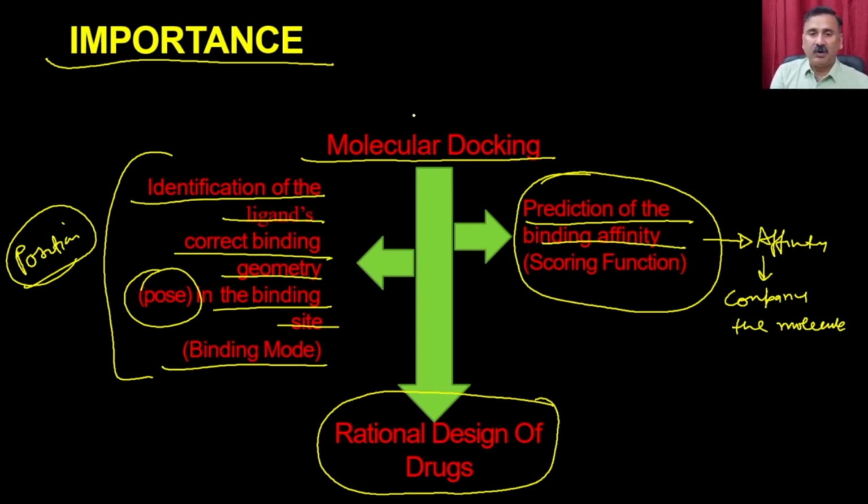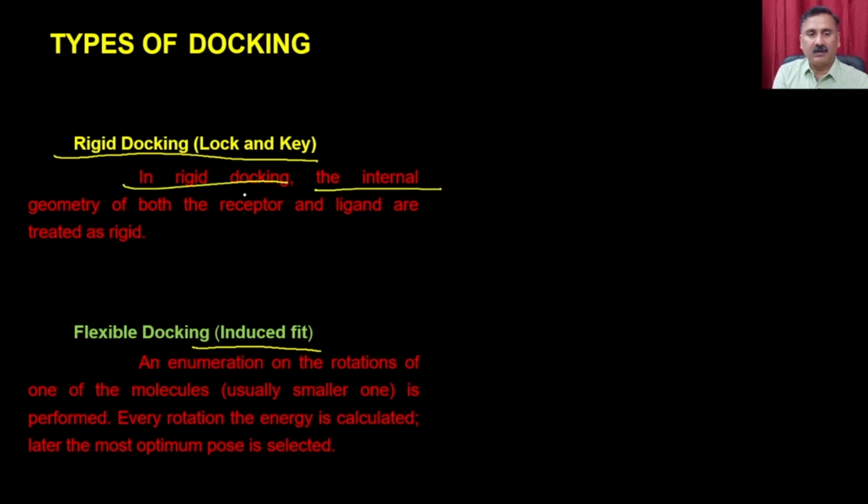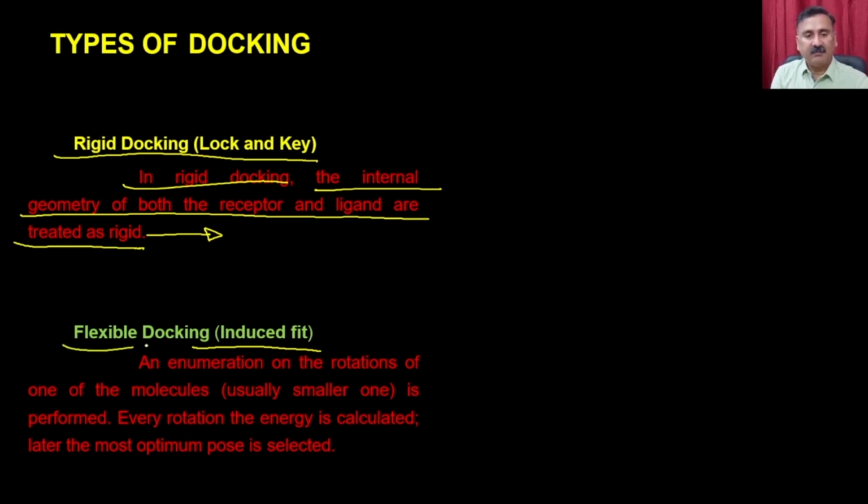Now, molecular docking can be performed in two different modes. You can follow the lock and key model, or you can follow the induced fit model, which means you can do rigid body docking, or you can do flexible docking. In rigid body docking, the internal geometry of both the receptor and ligand is treated as rigid. In this case, you follow the philosophy of the lock and key model. Whereas in flexible docking, you have the induced fit model.